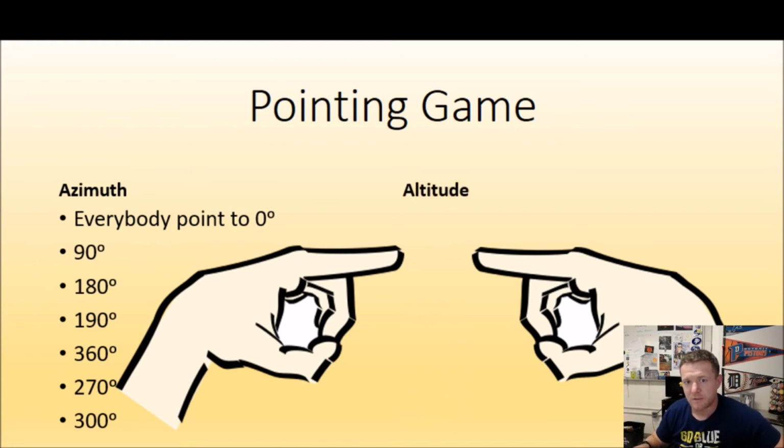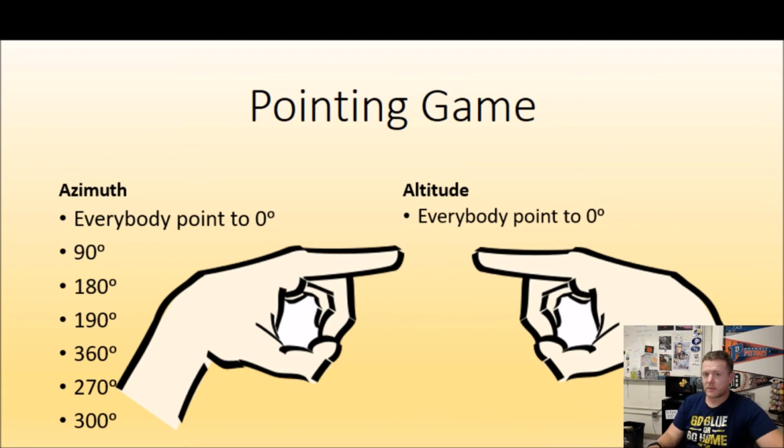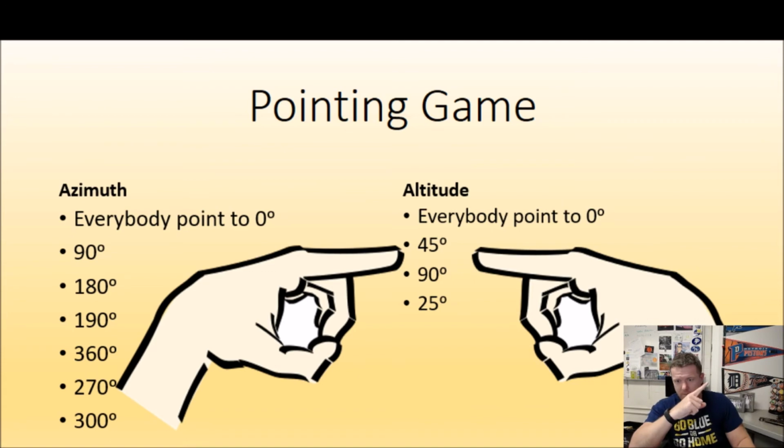Let's look at altitude. Everybody point to 0. It doesn't matter which direction, because I haven't told you a direction. It's just how far above the horizon. So 0, just any direction that you want. It would be straight ahead, straight in front of your eyeballs. 45, halfway up. There you go. 90 degrees, directly above your head. 25 degrees. So 0, 45 is about halfway, so 25 is maybe like this. The zenith, same as 90.